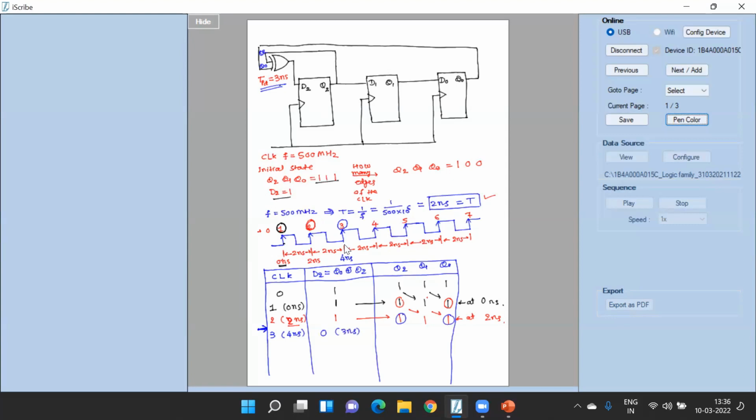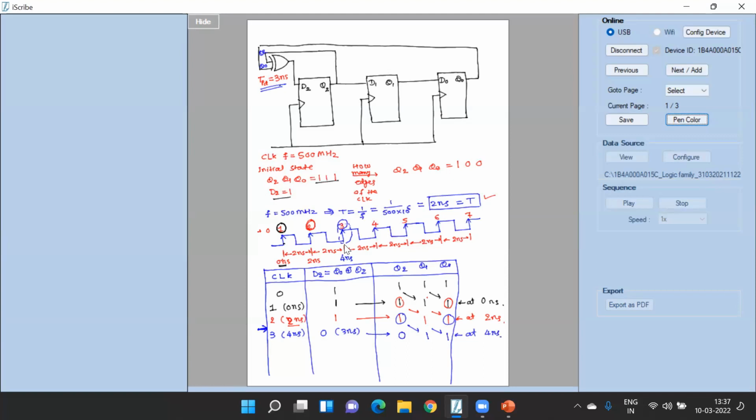So at 4 nanoseconds, when this edge comes, we have the latest input passed to Q2, which becomes 0. This one is getting shifted to this position of Q1 and this one is getting shifted here. So this is my state at 4 nanoseconds, correct?